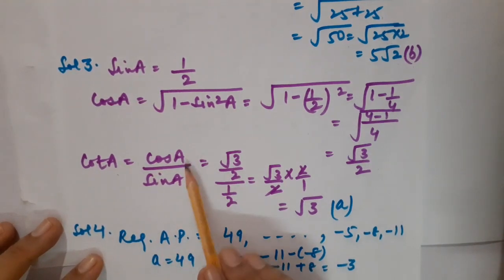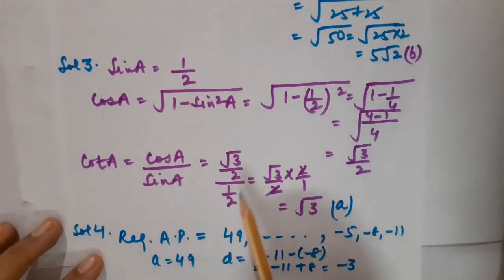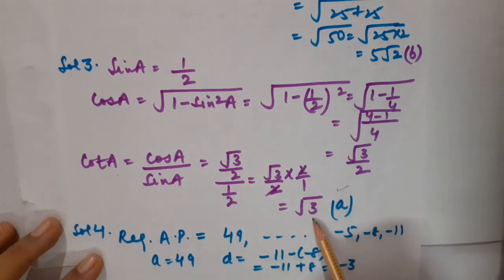Cot A is equal to cos A upon sin A. Cos A value I know, that is root 3 by 2. Sin A value I know, that is half. So let us take the reciprocal. So the answer will be root 3, that is option number A.